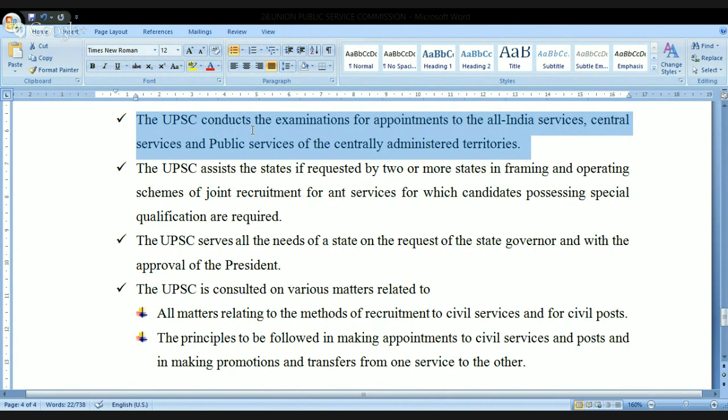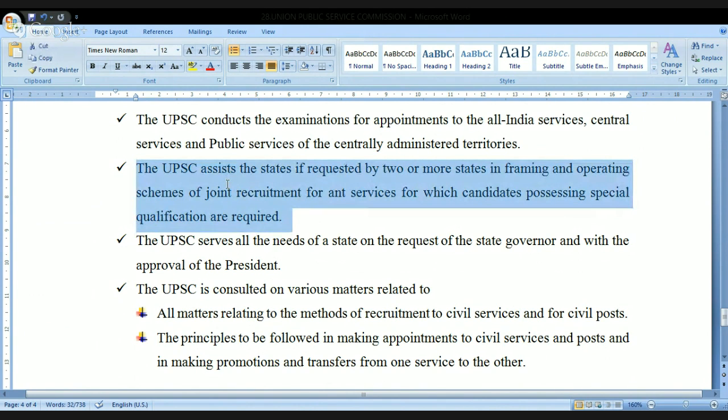So tomorrow, if there is a question in the examination, who will conduct the examination for the services that are related to the union territories? Answer is the UPSC. Central government jobs and union territory jobs are conducted by UPSC, but state level services are conducted by the State Public Service Commission. The UPSC assists the states if requested by two or more states in framing and operating the schemes of joint recruitment for services for which candidates possessing special qualifications are required. This will happen only when two or more states are requesting it.